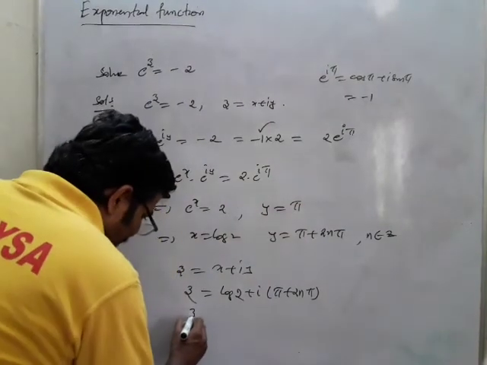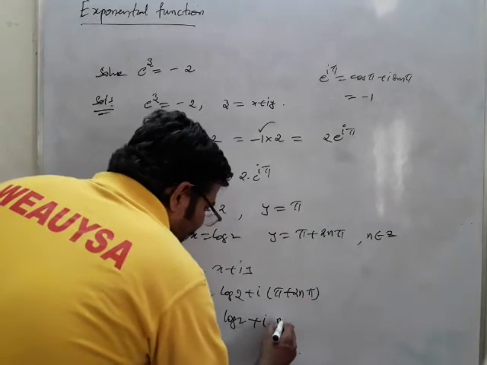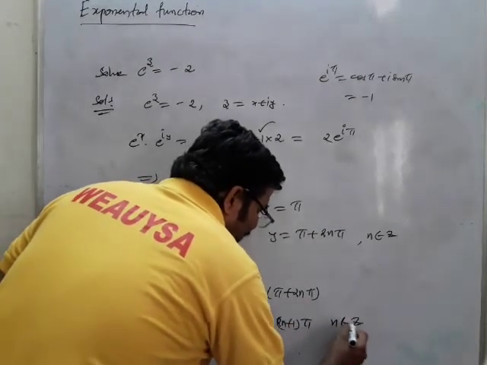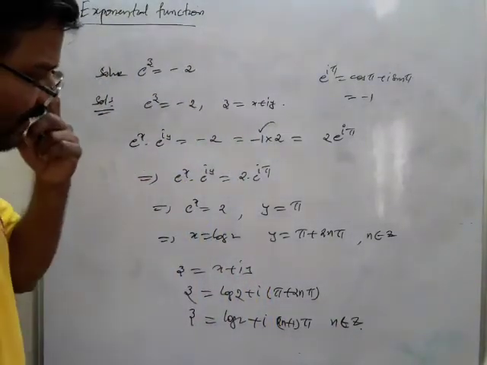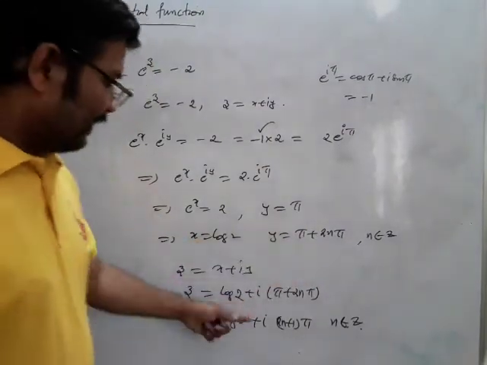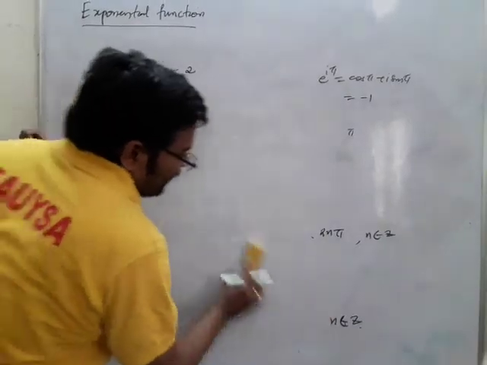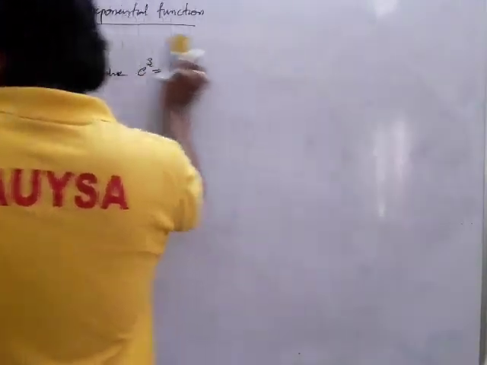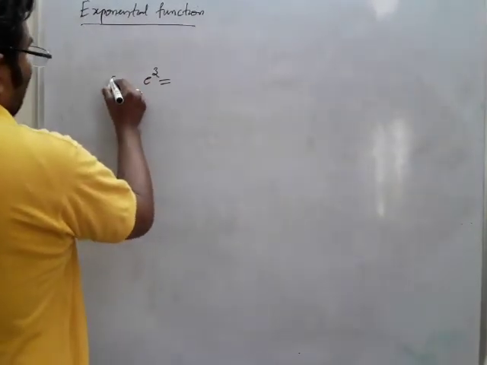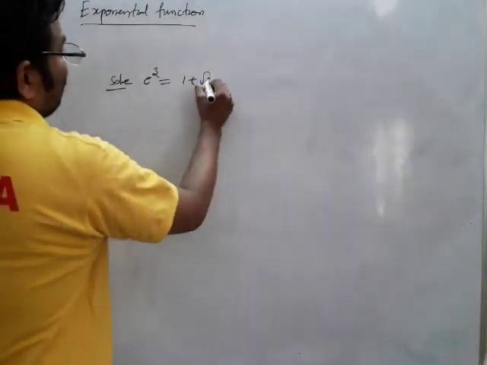Or you can write z is equal to log 2 plus i into (2n plus 1) phi, where n belongs to integers. You may do it in this form also. This is nothing but the argument which we have taken, phi plus 2n pi, and this is how we have done it. Like this we can solve e power z is equal to 2, and many such problems can be done in this manner. Now, solve e power z is equal to 1 plus root 3i.